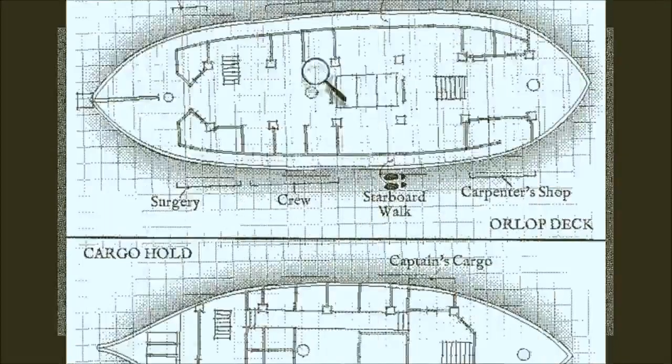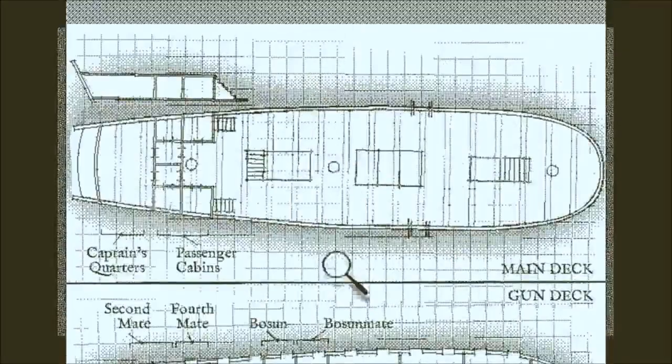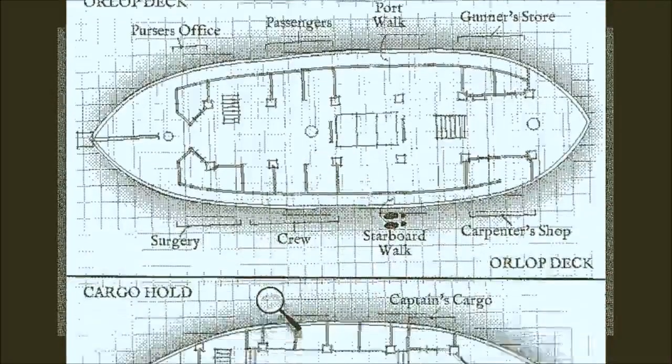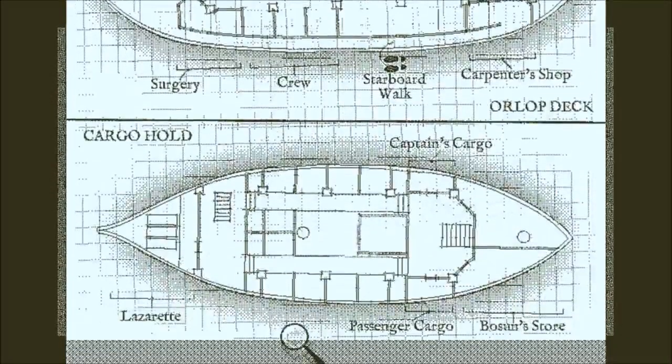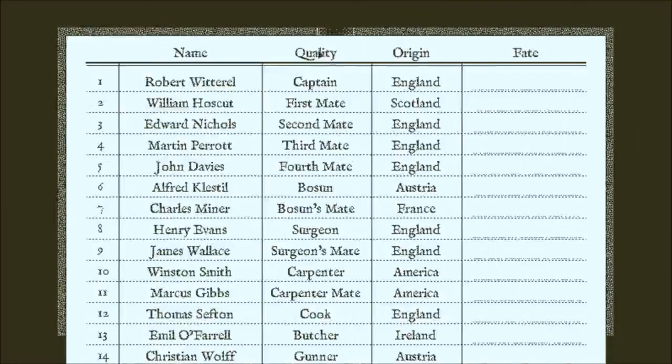Adventuring stuff. This is a map of the actual ship, so... Oh, cool. How many decks are there? Or, like, levels, I should say. I think we're on main. Gun is underneath. And there's the Orlop. And then the cargo hold is at the very bottom, I assume. Yep. Four decks. Cool. It's not too bad. I have a feeling you're going to get lost on the first deck.